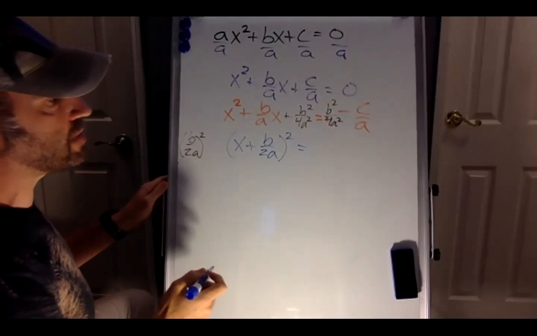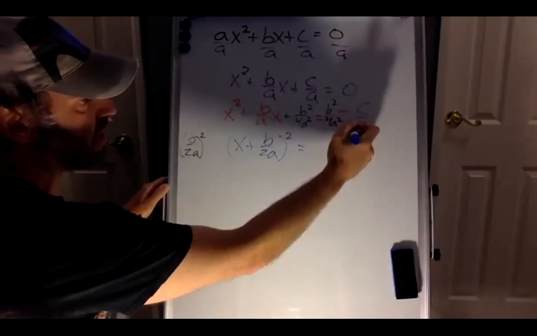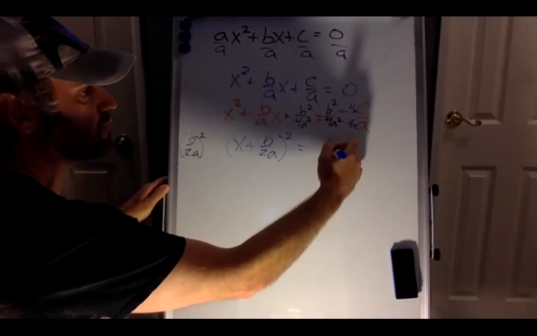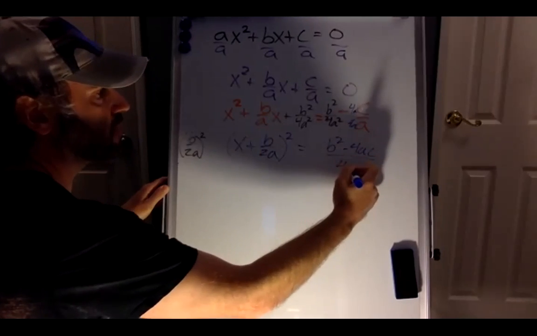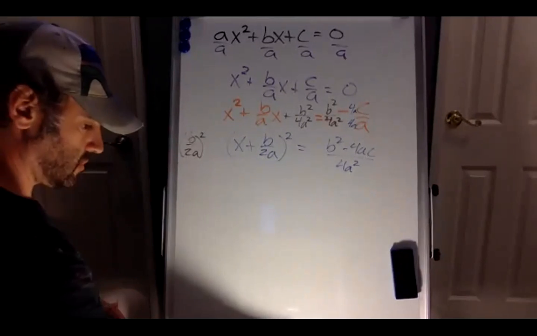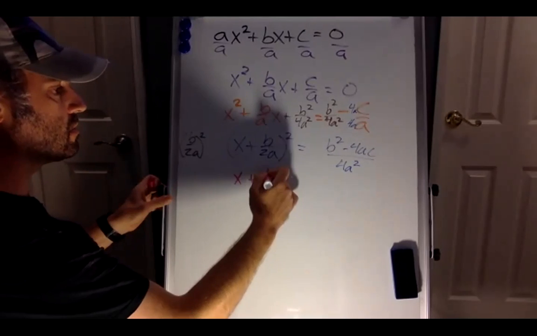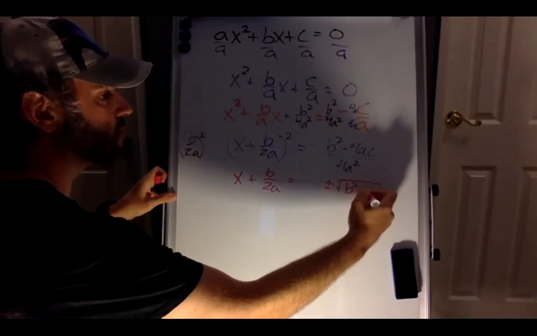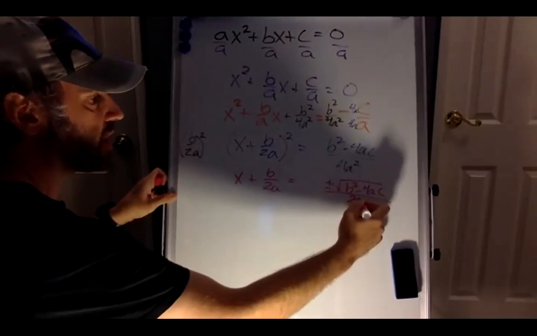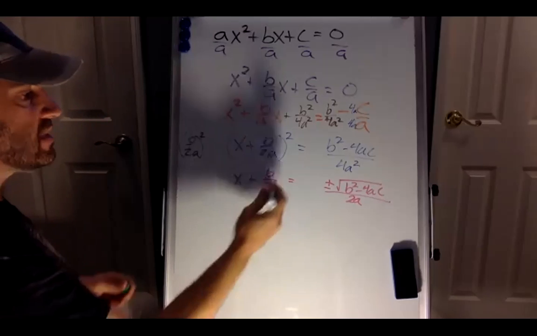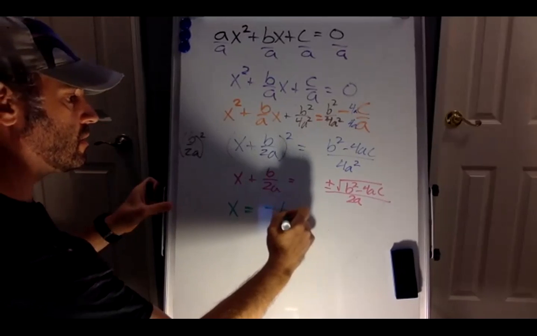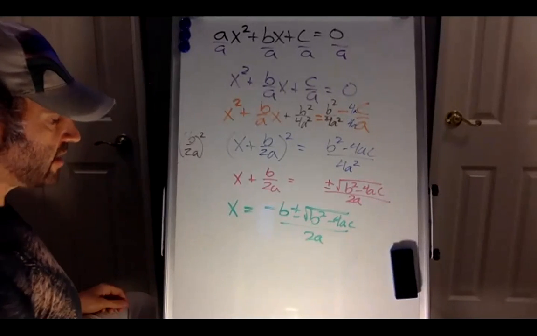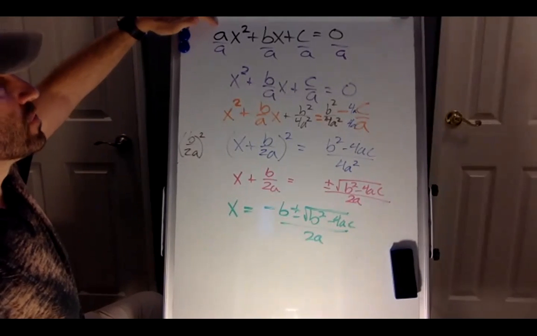Over on this side, I'm going to get a common denominator. I can make A into a 4A squared by multiplying by 4A on both top and bottom. So on the top, now that I have a common denominator of 4A squared, I just get B squared minus 4AC all over 4A squared. Next, square root both sides. So then this will be plus or minus the square root. And the square root of the denominator is actually just 2A. Subtract B over 2A on both sides. And you can write it all over one denominator. And there's your quadratic equation that you get by just completing the square of your quadratic in standard form.